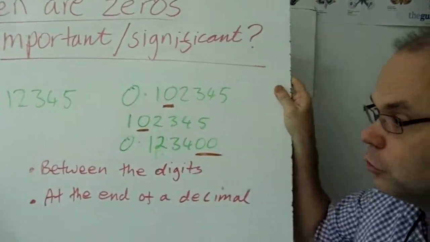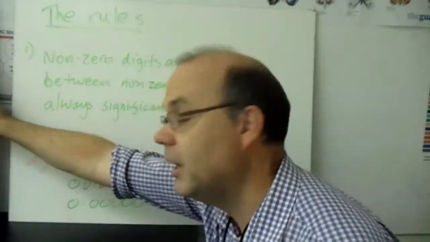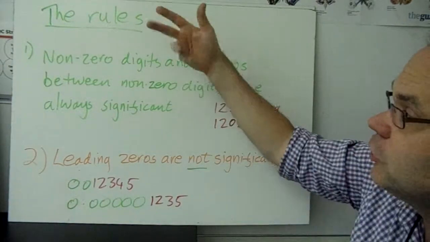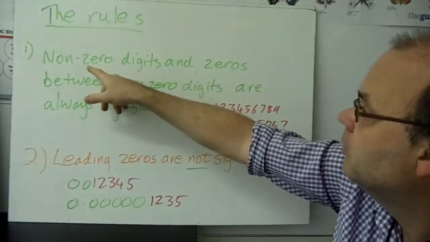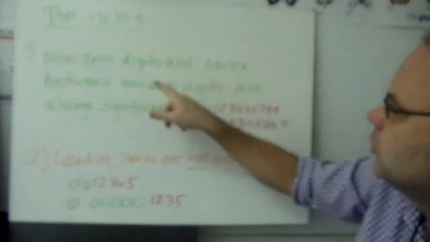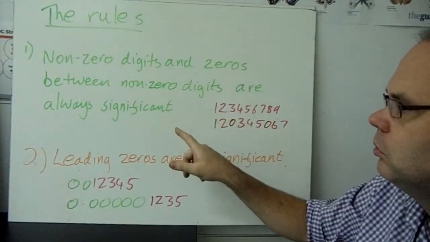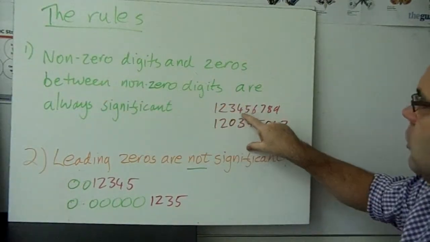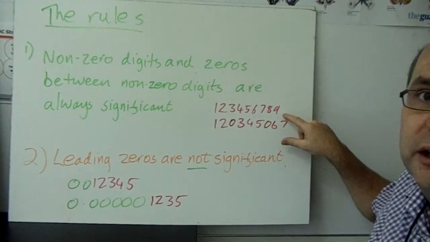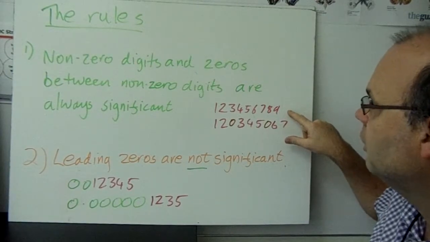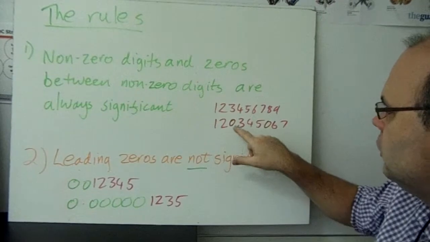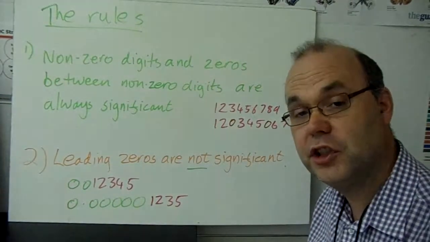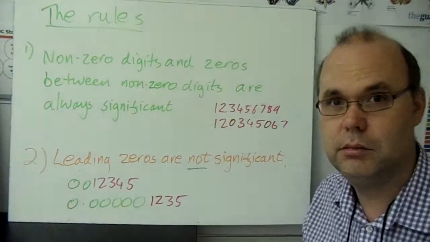And there are actually some rules, and you may find them on your formula chart. If you're in Texas, you probably will. So here's the rules, as written. Non-zero digits and zeros between non-zero digits are always significant. These are the non-zero digits, 1, 2, 3, 4, 5, 6, 7, 8, 9. They're always important. And zeros between non-zero digits, like this. If it's sandwiched between some non-zero digits, then it's important, because then it's a 10, right?